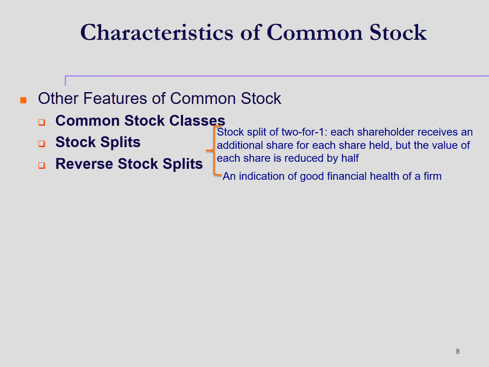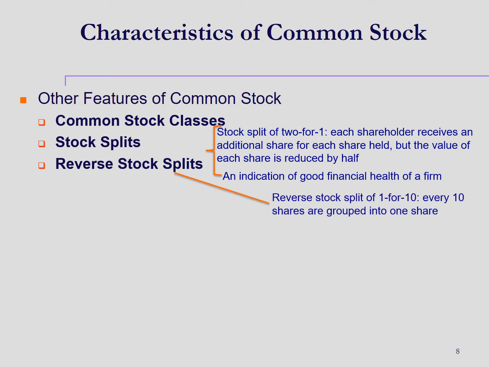A reverse stock split is a corporate action in which a company reduces the total number of its outstanding shares by grouping more than one share into one share, which in turn increases its share price. For example, a reverse stock split of 1-for-10 means every 10 shares are grouped into one share. Reverse stock splits are used to bring low-priced shares up to more desirable trading levels.